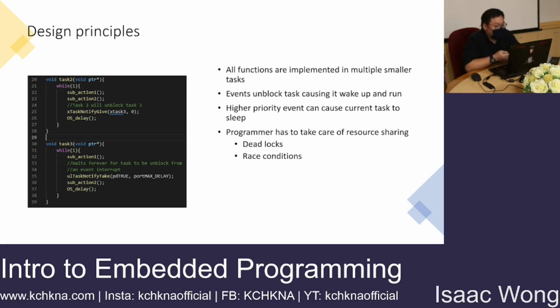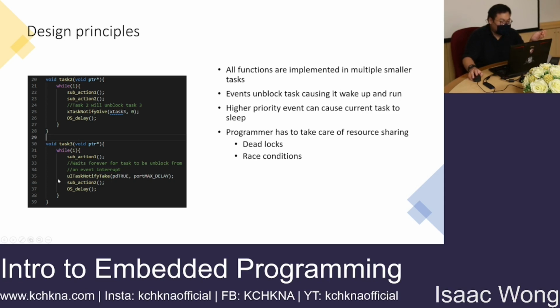Let's have a look at task 2 and task 3. Task 3 is running from sub action 1, and then it goes into this task notification take. What it's doing here is waiting for a notification to actually continue running. So over here, it waits forever. At the same time, I have task 2 running action 1. I have sub action 1 and sub action 2. Once it finishes these two actions, it goes into this task notification give, which tells task 3, hey, wake up and continue running.